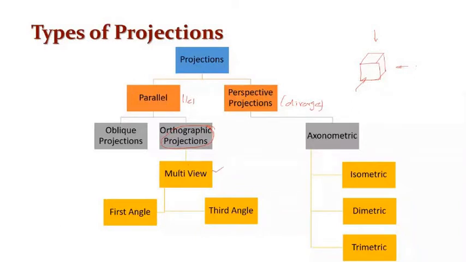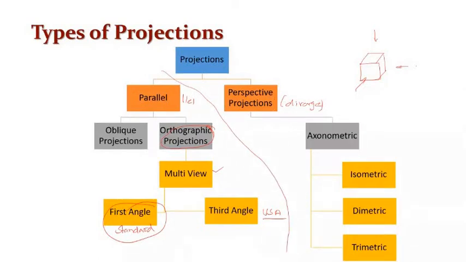Multiple view projection has two standards. The first one is the first angle projection standard, and the second is the third angle. In India, we are following the first angle projection standard, whereas in USA, they are following the third angle projection standard. What is the difference between first angle and third angle? We will be seeing that in the coming slides. So this comes under parallel projections.